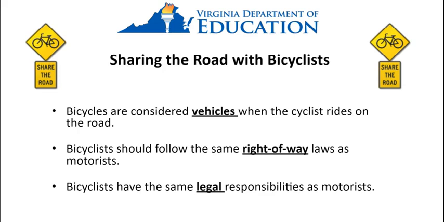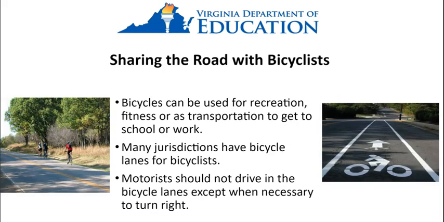Bicyclists. Bicyclists are considered vehicles when the cyclist is on the road. Bicyclists are like cars, meaning that they must use the same right-of-way laws as cars do. Bicyclists have the same legal responsibility as motorists. Bicycles can be used for recreation, fitness and transportation. Many jurisdictions have new bike lanes to make it safer for bicyclists, but motorists should not drive in those bike lanes unless they're making an immediate right-hand turn.